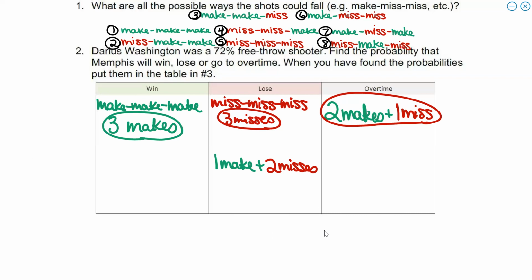They go into overtime if he does what? Makes 2 shots and misses 1 shot, right? So probability that he makes a shot, 0.72. Probability that he makes another shot, 0.72 again. Probability that he misses a shot, 0.28. How many different ways did we list out that he could make 2 shots and miss 1 shot? 3. So I have to take this right here times 3 different ways this could happen.